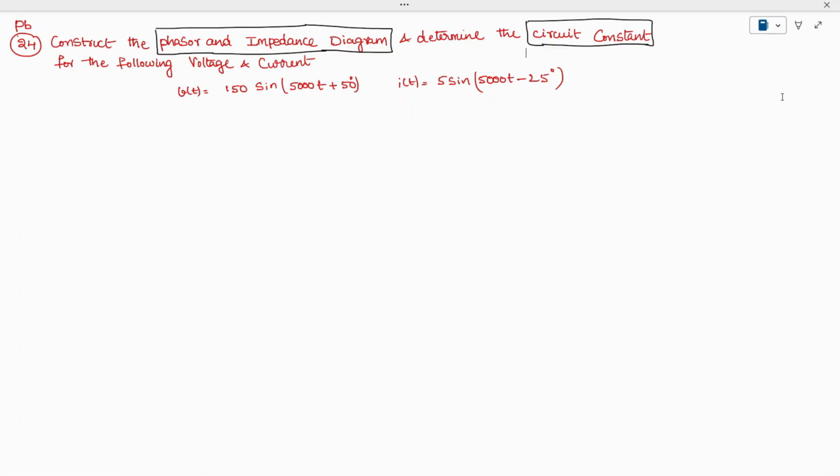Today we are going to solve problem number 24: construct the phasor diagram as well as the impedance triangle, and determine the circuit constants R as well as L for the given instantaneous voltages which are functions of time. So from here I can write down these instantaneous voltages.